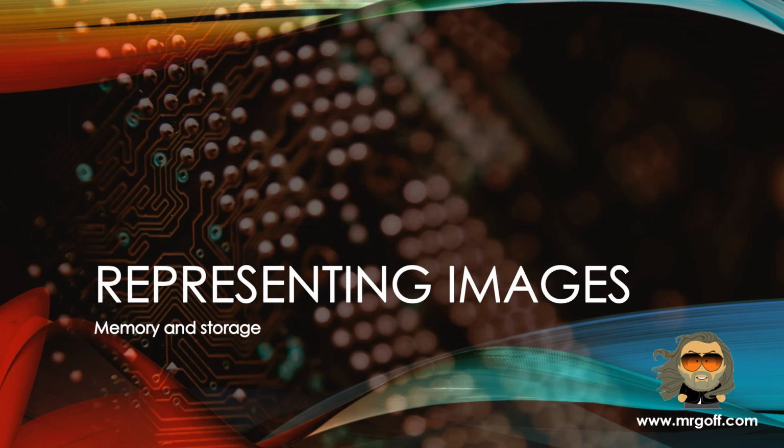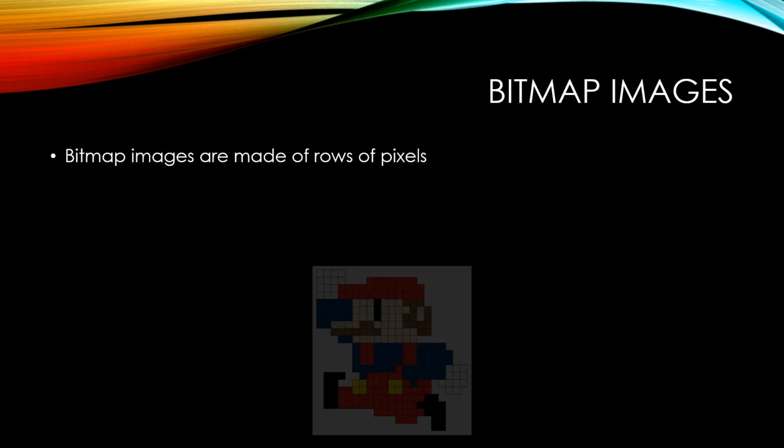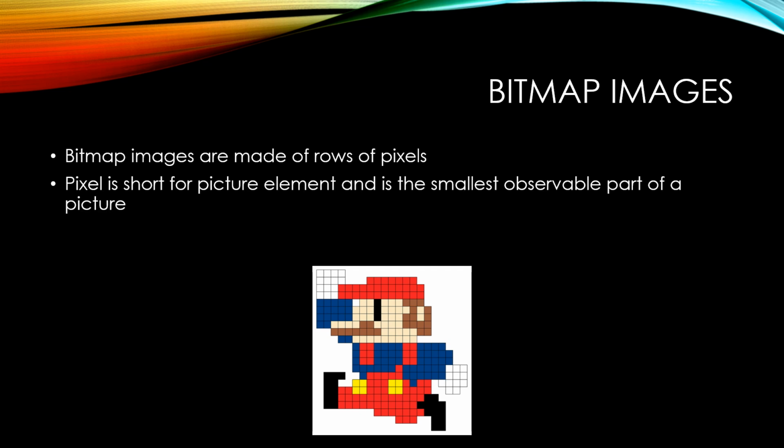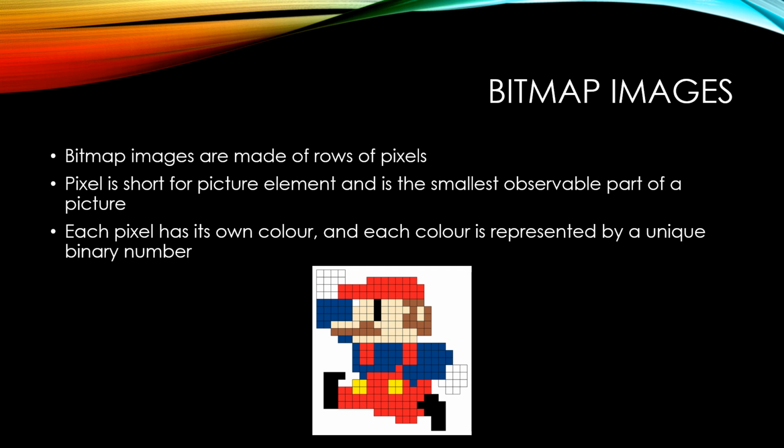This video will focus on representing images. Bitmap images are made up of rows of pixels. Pixel is short for picture element and is the smallest observable part of a picture, essentially a single dot in a picture. Each pixel has its own color, and each color is represented by a unique binary number.